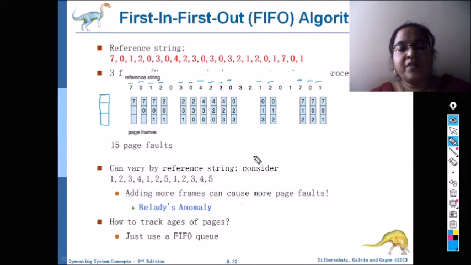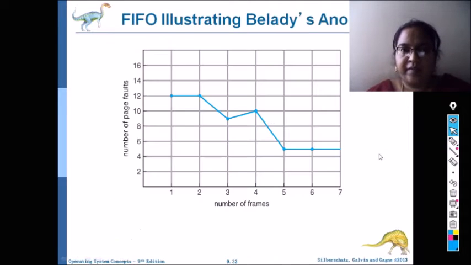So you work out this problem. For 4 frames, take this same reference string, instead of 3 frames you solve for 4 frames and find out how many page faults you get. For the same reference string, using 4 frames and 3 frames, find out how many page faults you get. This is an exercise for you, so you practice this so that you understand things.